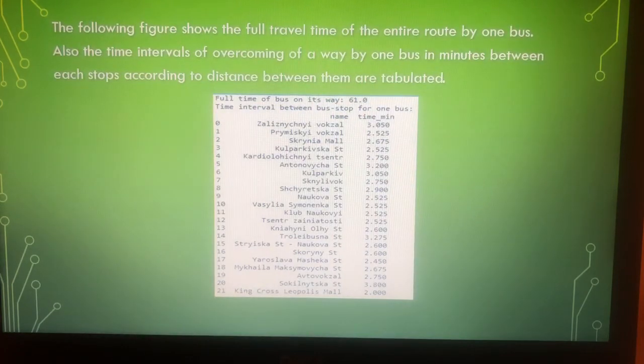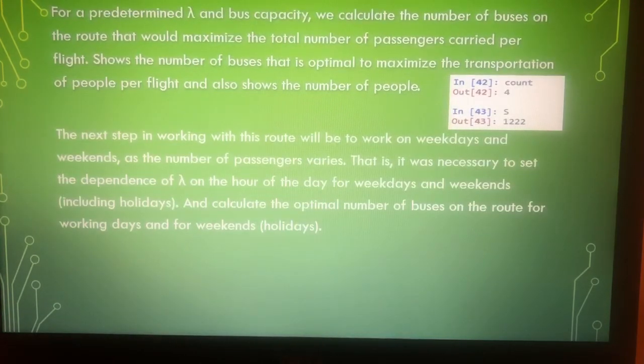The following figure shows the full travel time of the entire route by one bus. Also, the time intervals of the journey by one bus in minutes between each stop according to the distance between them. For the route and bus capacity, we calculate the number of buses on the road that would maximize the total number of passengers carried per flight. It shows the number of buses that is optimal to maximize the transportation of people per flight and also shows the number of people.